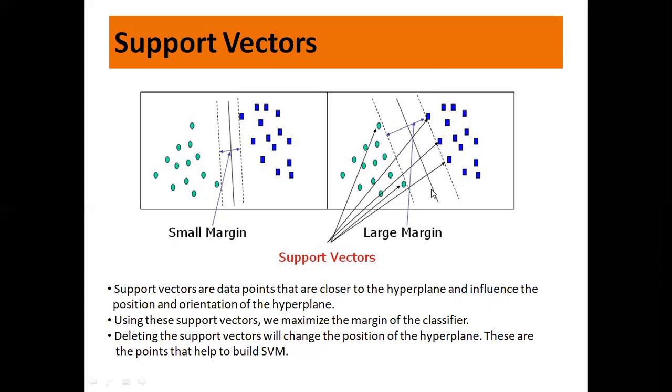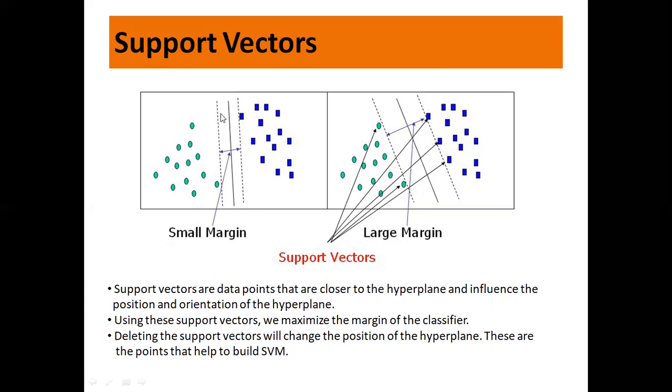Now, using these support vectors, we need to maximize the margin of the classifier. If you look at the same data set here, you can classify it like this also. You can have a hyperplane like this also, but it will give you a small margin. We need a large margin so that the classification of future data sets becomes easy and the classifier is perfect. So deleting the support vectors will change the position of the hyperplane, and these are the points that help to build your SVM.